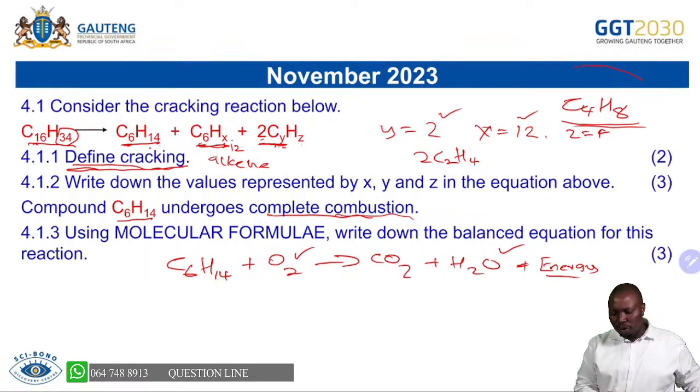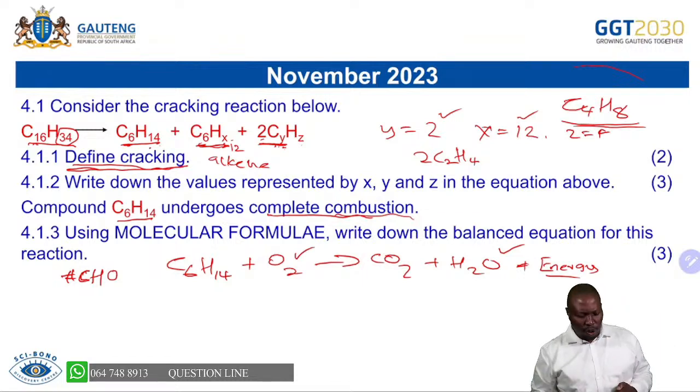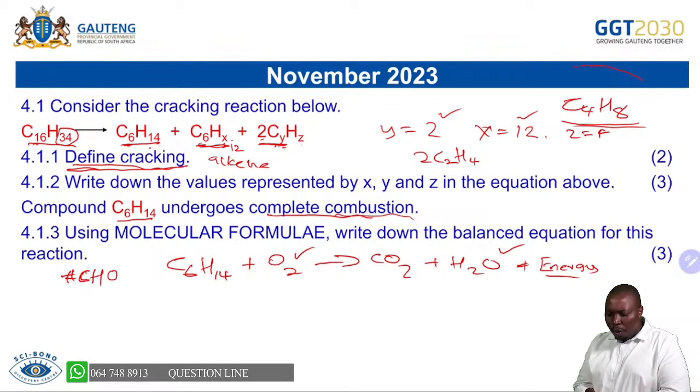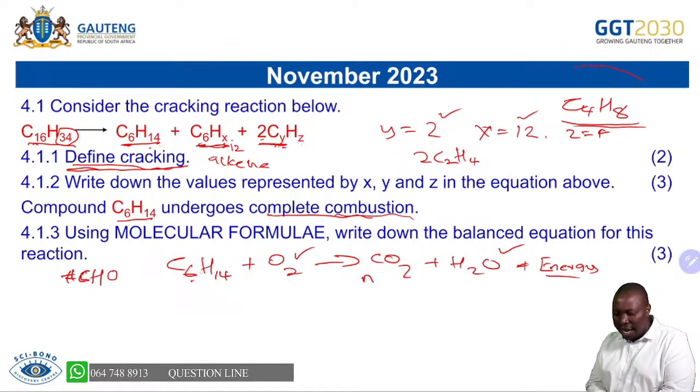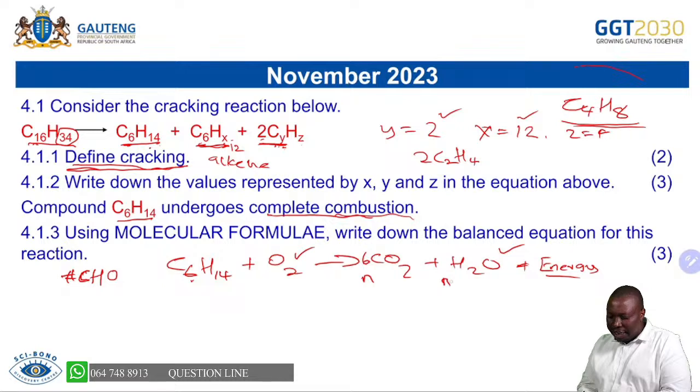And for balancing, we usually say hashtag CHO. You will balance your carbons, you balance your hydrogens, you balance your oxygen. I want you to go with me here, Leonard, to say what you can do. You can write N in front of carbon dioxide. So N stands for the number of carbons. How much is N? Is 6. So you can write 6 there, which is your N. In front of water, you can write N plus 1. What is N plus 1? Is 7, because N is 6 plus 1 is 7. So you are able to get your 7 water there, 7 H2O.